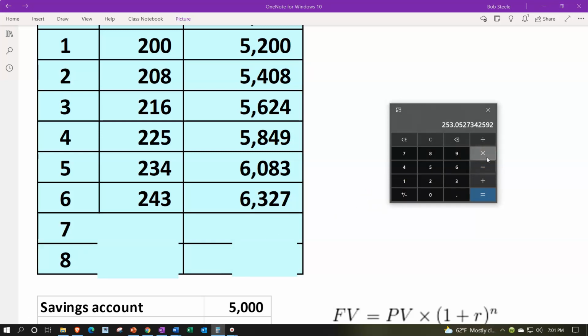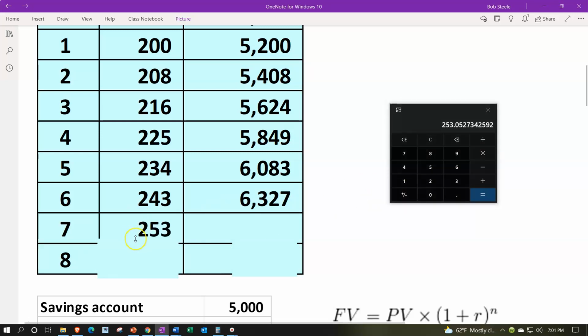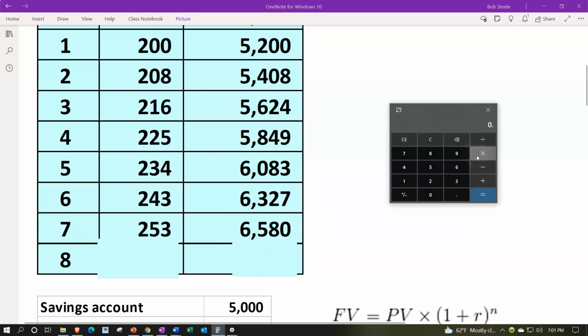Two more times, then we have to stop this because it'll be done at that point. So you got to enjoy the last two here. This is the last two we get to do. We got the 253. We're going to add that then to the 6327. That's going to give us our 6580.